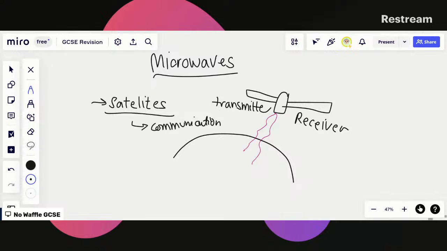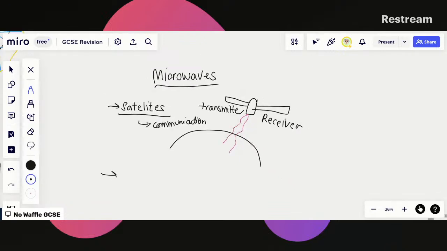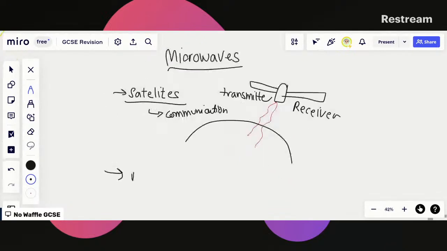Now, microwave ovens use another wavelength of microwaves. So, one wavelength of microwaves is used for satellites. Now, another wavelength is used for microwave ovens.